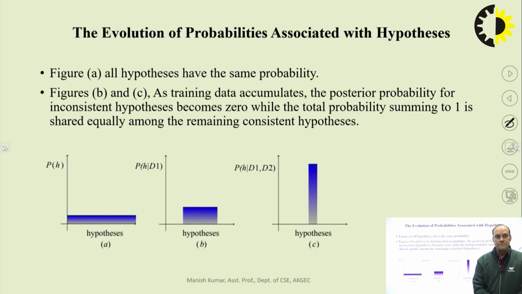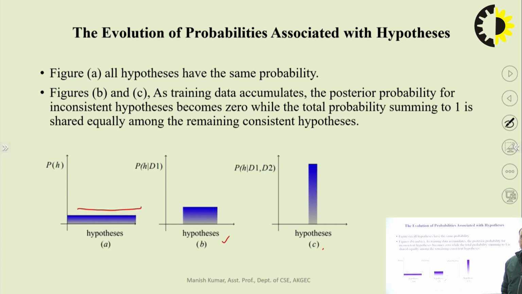Now, how is the evaluation of the probabilities associated with hypotheses? See this diagram, figure A. These figures are taken from the same book, Tom Mitchell, for your reference. This figure A shows all the hypotheses having the same probability. This is the P(h), with the hypotheses having the same probability. Okay, figure number B and C.